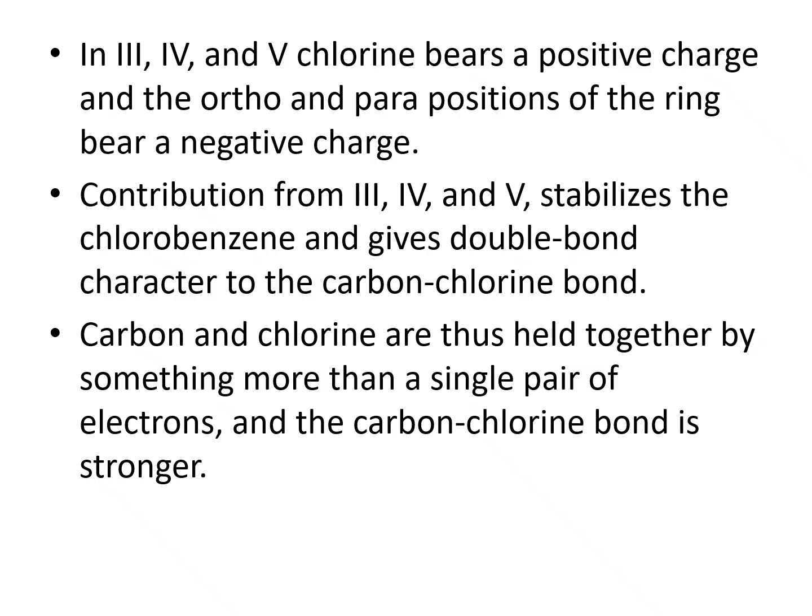In the previous slide we have seen 5 different structures for chlorobenzene, and out of these in the structures 3, 4 and 5, the chlorine bears a positive charge and the ortho and para positions of the ring bear a negative charge. The contribution from the structures 3, 4 and 5 stabilizes the chlorobenzene, and it gives a double bond character to the carbon chlorine bond. So carbon and chlorine are thus held together by a double bond. It is held together by more than a single pair of electrons, and the carbon chlorine bond is a stronger bond. So these points I explained in the previous slide itself.